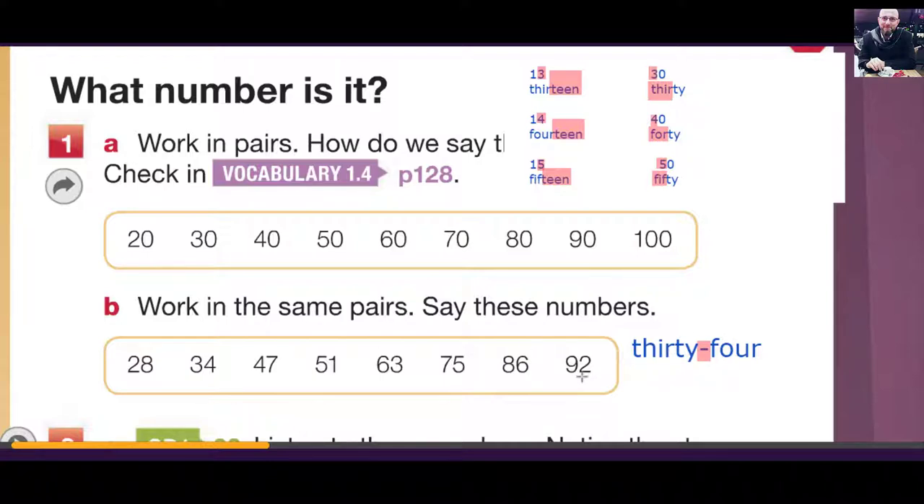All the numbers from 21 to 99, you need to write it like this. 34. 63. You need to write this hyphen or dash here.